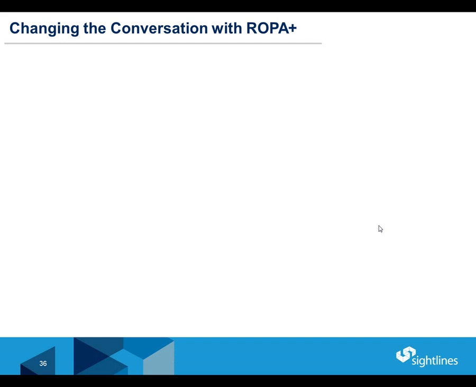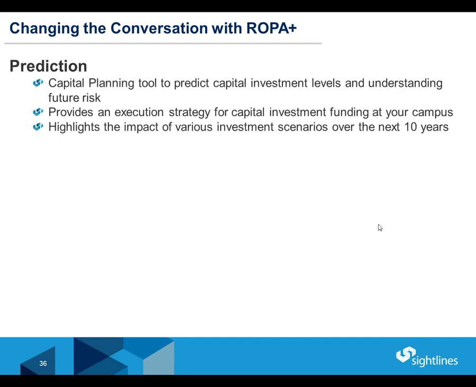So just to summarize, part of what we're feeling is that we need to use ROPA Plus to help you change the conversation about campus facilities, to get more people involved, to get your senior administration involved, your staff more involved, and ROPA Plus really, I think, helps with that process. It helps with the process of prediction because we're creating now a capital tool that will predict capital investment levels and understand future risks and help you think more about how to create an execution strategy for capital investment funding.